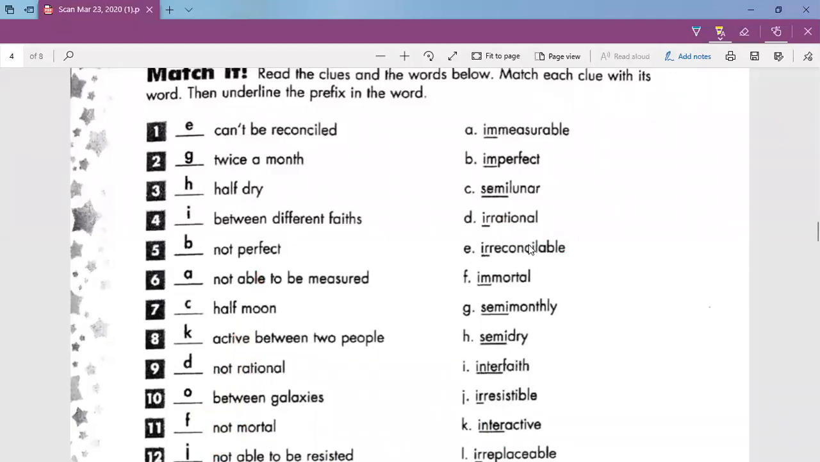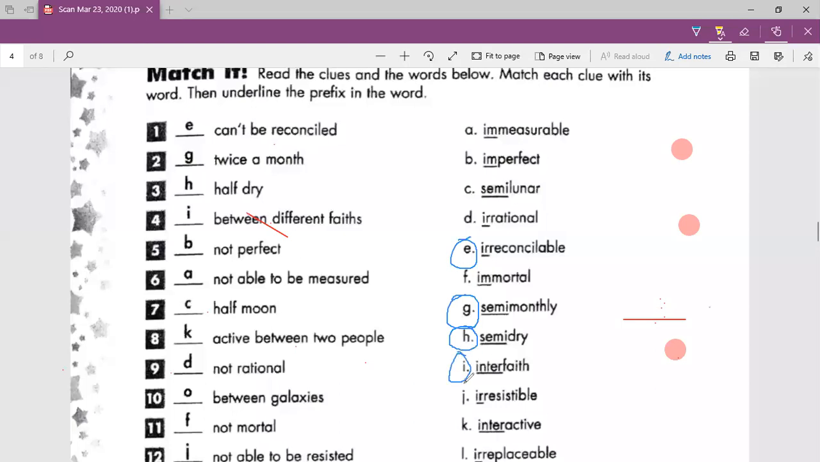So number 1 says can be reconciled. That's going to be letter E, irreconcilable. Then number 2, twice a month, is going to be G, bimonthly. And number 3, half dry, is going to be H, semi-dry. And then number 5, between different faith, I, it's interfaith.